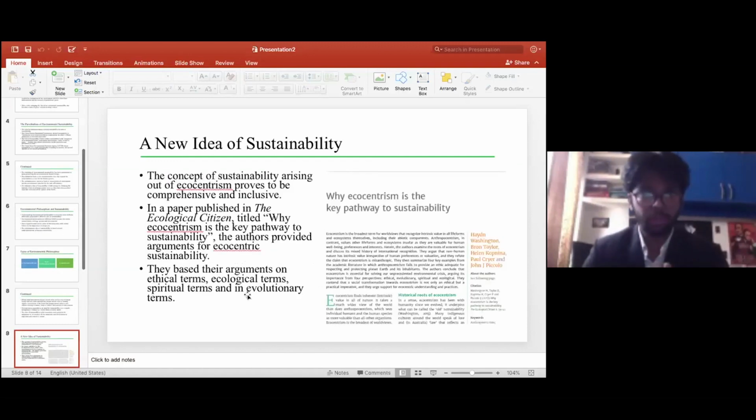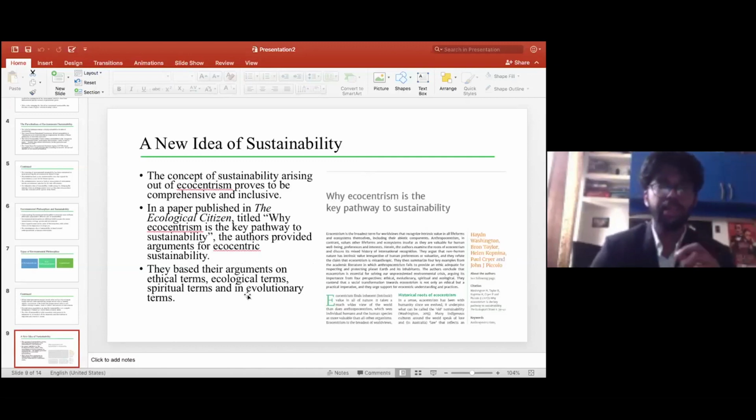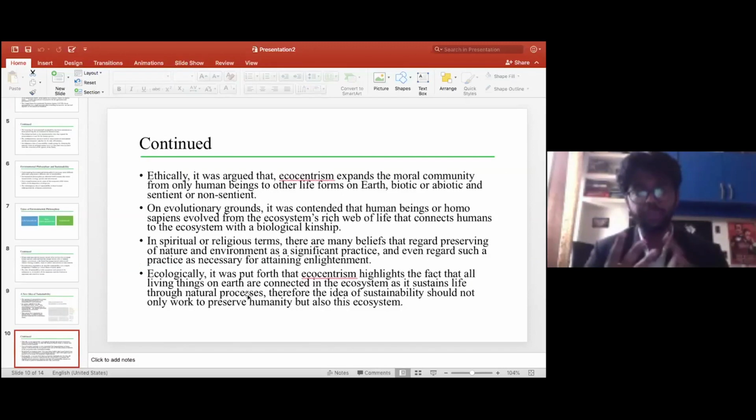So what will be a new idea of sustainability? In a paper published in the Ecological Citizen titled Why Ecocentrism is a Key Pathway to Sustainability, the authors argued for ecocentric sustainability. They based their arguments on ethical, evolutionary, spiritual, and ecological grounds. Ethically, it was argued that since ecocentrism expands the moral community from only human beings to also other life forms, it will be unethical to use other life forms as just instruments, as just tools to survive. On evolutionary grounds, it was contended that since human beings have evolved from this ecosystem, an idea of sustainability based around preserving this ecosystem will be an ideal one.